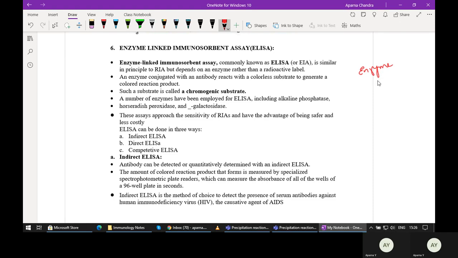Using radioactivity may sometimes cause deleterious effects in humans. We can't handle radioactive compounds just like we handle other things. It causes mutations. So many ill effects are associated with radioactivity. So what we are doing here is tagging with an enzyme, which is very easy and safe to use at any place. So what principle are we applying here?